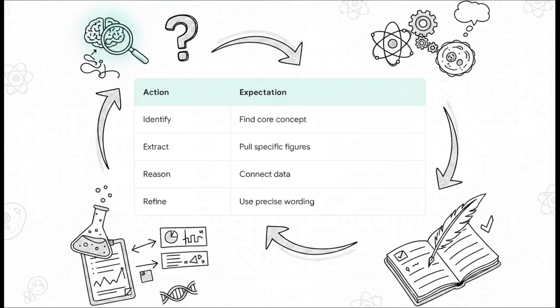All right, to lock this all in, here is your ultimate exam day checklist. Memorize the sequence. Action 1, identify. Find the core biological principle. Action 2, extract. Pull specific figures and units directly from the data. Action 3, reason. Connect that data back to the concept logically. And Action 4, refine. Use precise command words and terminology. This is the exact step-by-step action plan you need to take into the exam room.